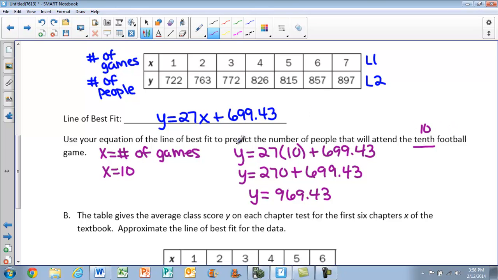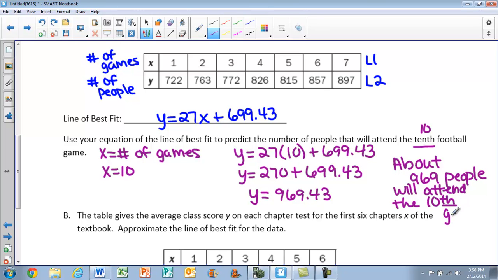Make sure we answer the question though. It says, use this equation to predict the number of people. Well, since we can't have a fraction of a person and we're under 5, we're going to round down and say about 969 people will attend the 10th football game. So make sure you guys have all of this written down. You need to make sure we actually answer the question. So kind of cool, right? We're graphing our own data, a real life example, and we're finding the equation for the line of best fit.